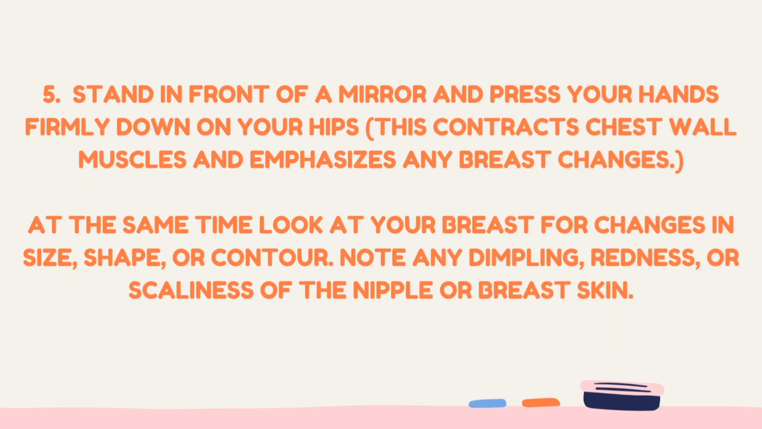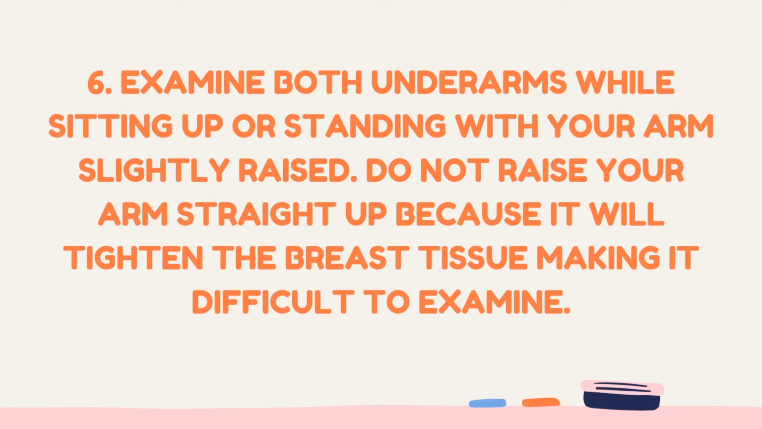Number 5. Stand in front of a mirror and press your hands firmly down on your hips. This contracts chest wall muscles and emphasizes any breast changes. At the same time, look at your breast for changes in size, shape, or contour. Note any dimpling, redness, or scaliness of the nipple or breast skin. Number 6. Examine both underarms while sitting up or standing with your arms slightly raised. Do not raise your arms straight up because it will tighten the breast tissue, making it difficult to examine.